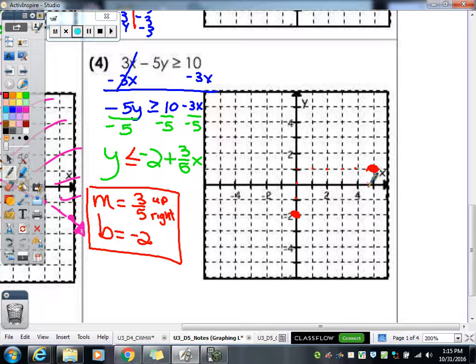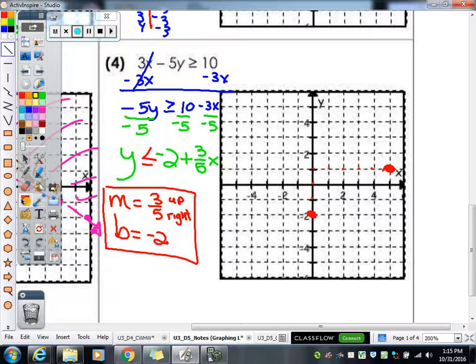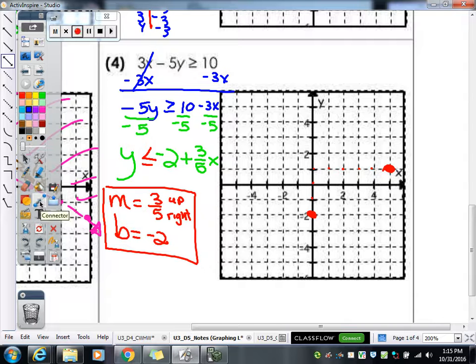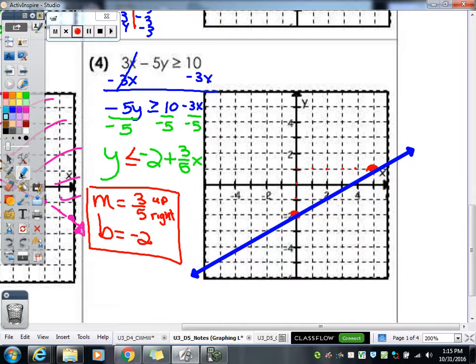Again, this is going to be a solid line, and it's going to go up. I think I'm a little off there, but okay. And again, this one we thought was shade up when we started, but actually when it flipped, it was shade down.